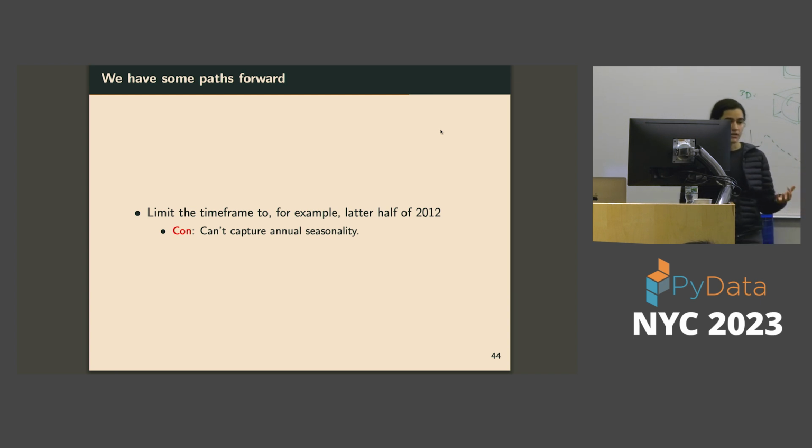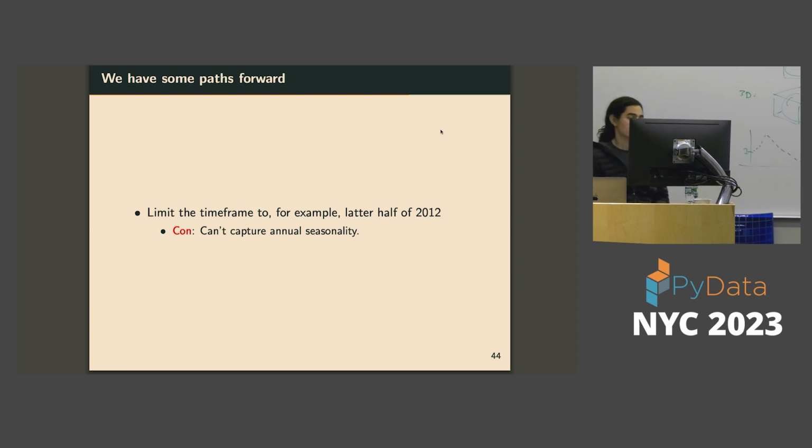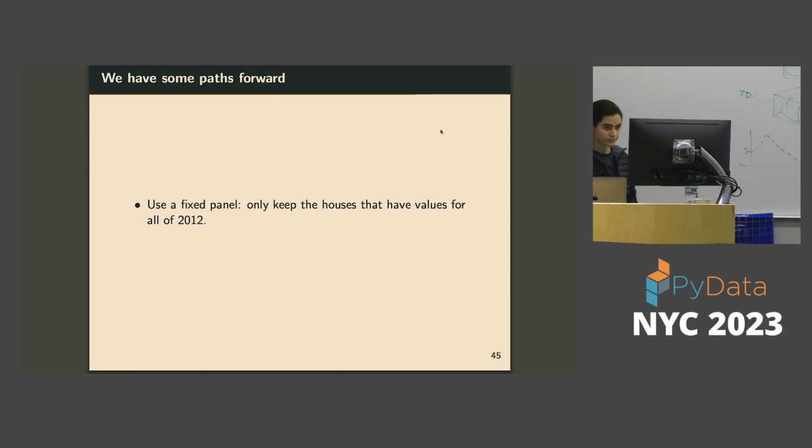And with electricity consumption, annual seasonality is a big deal, right? So there's definitely an intuitive translation between what the temperature is like and what the electricity consumption is. And so if you limit that, you're not going to be able to capture the annual seasonality.